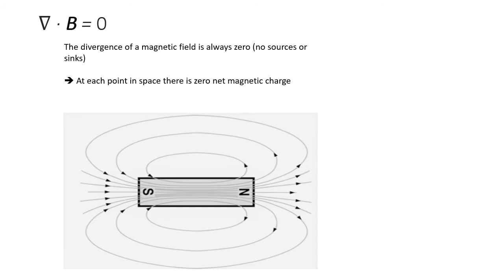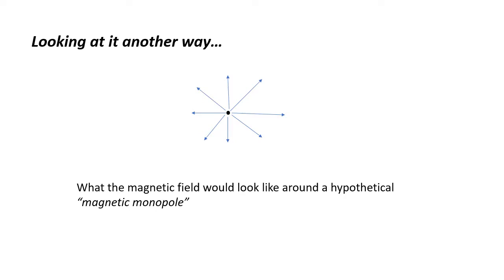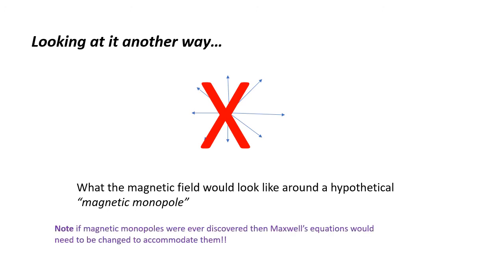In differential form, Maxwell's second equation tells us the divergence of a magnetic field is always zero. There are no sources or sinks, where at each point in space there is zero magnetic charge. This even includes the area around the poles of a permanent magnet. Maxwell's second equation tells us that magnetic monopoles do not exist.